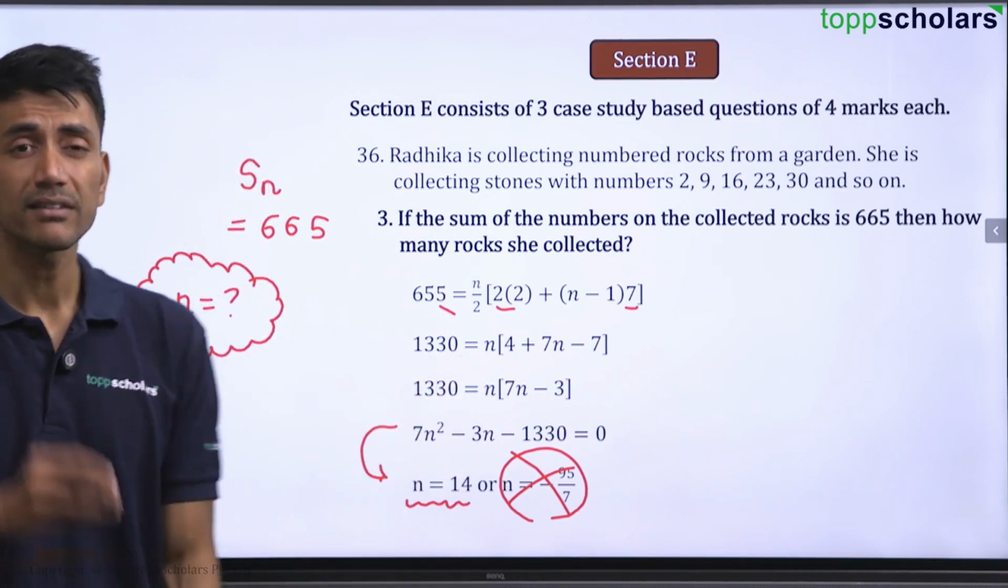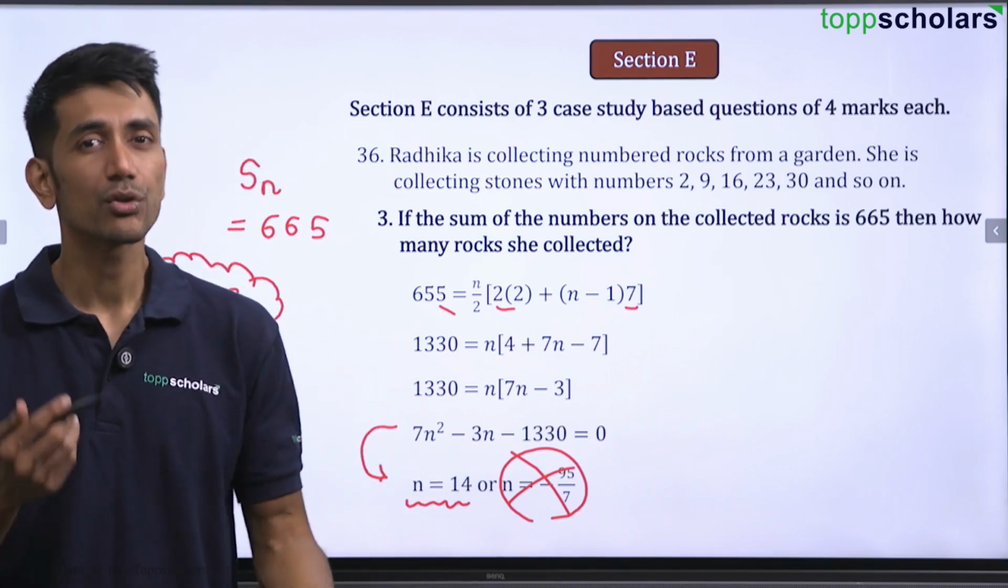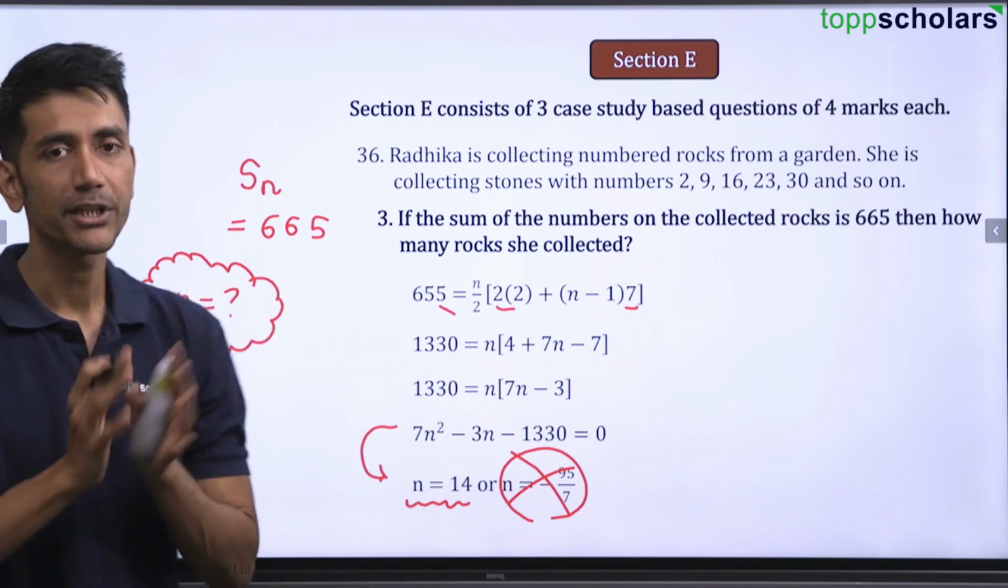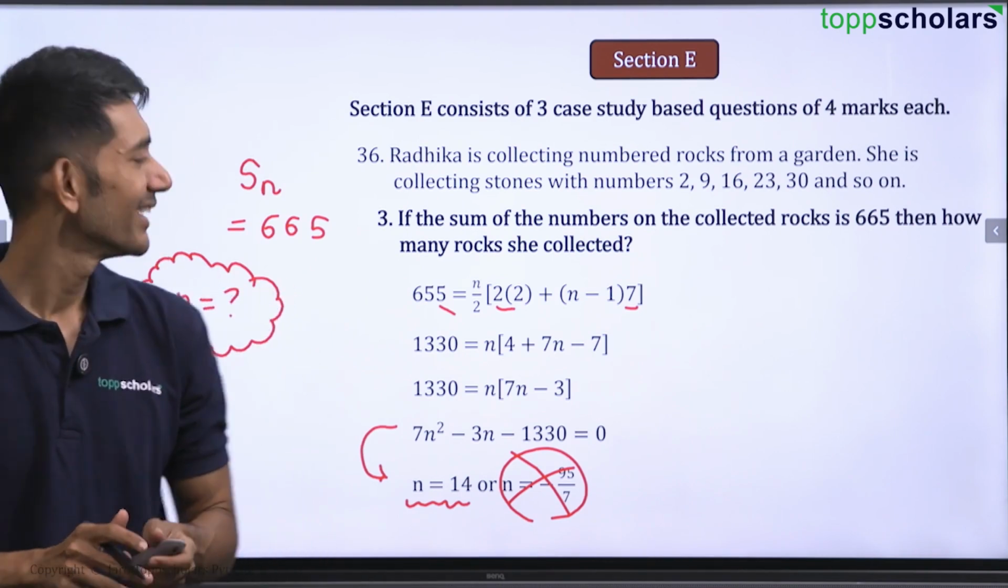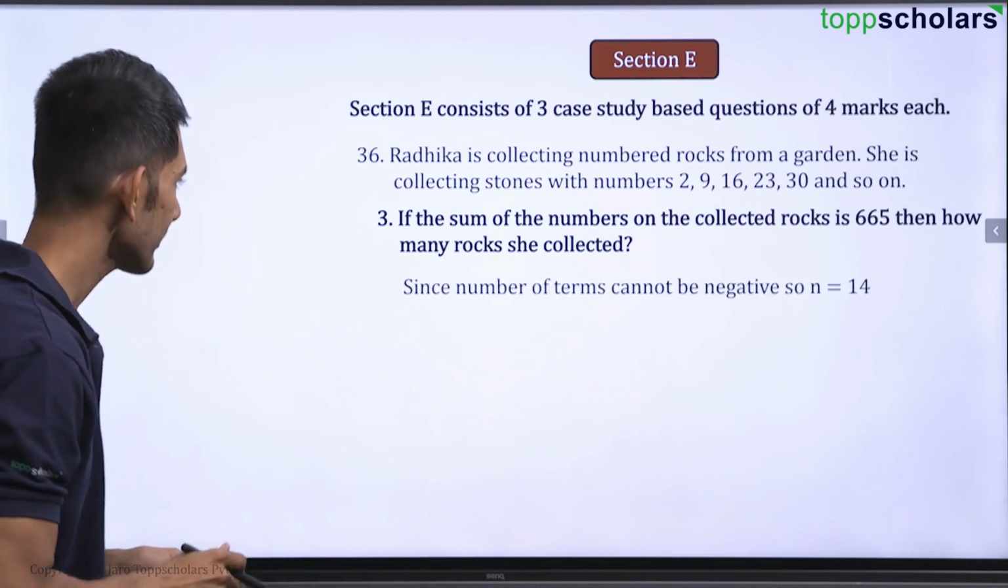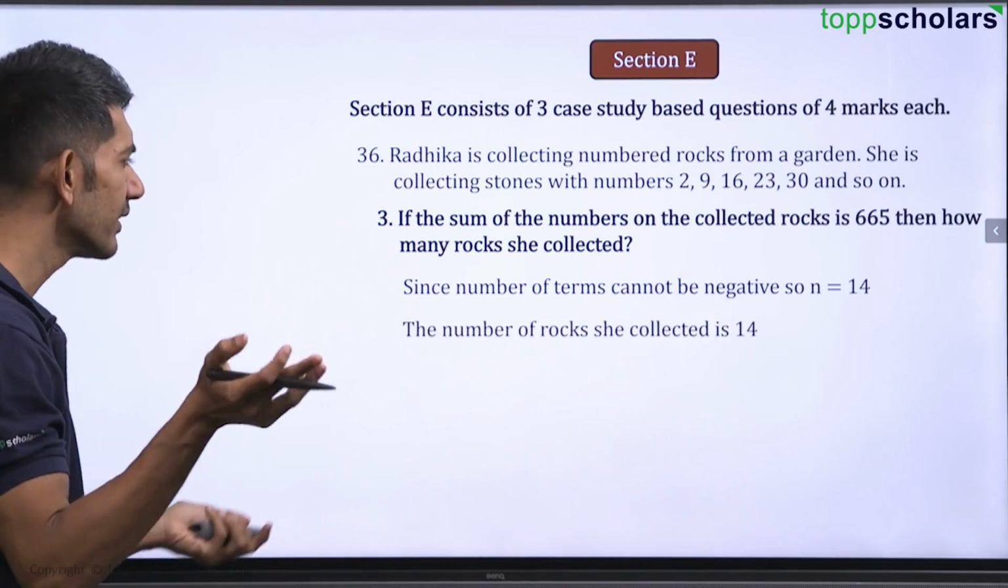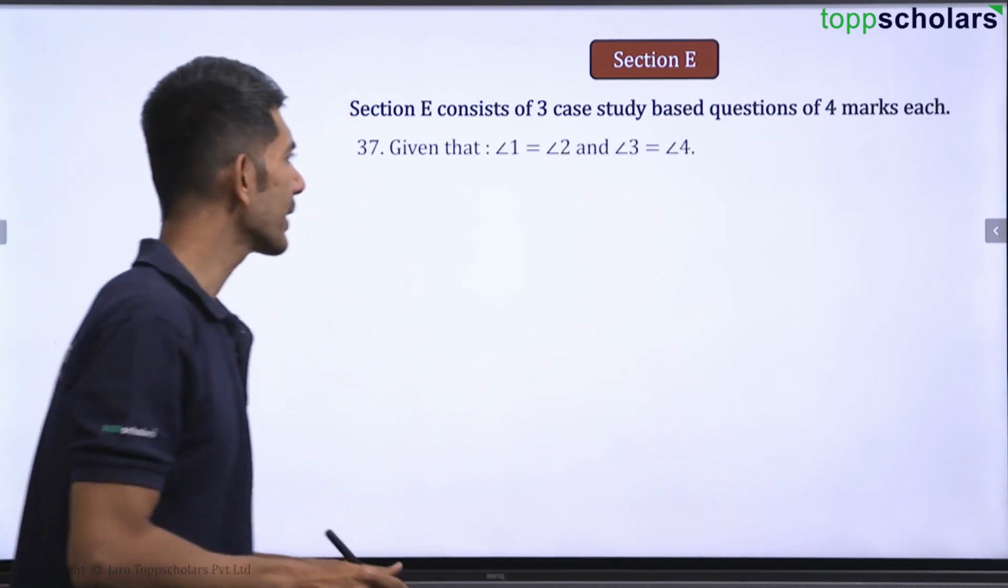So see, even if it is a case-based question, it was so easy. Once you know all the formulae for AP, you just have to substitute here. Easy? Okay. So yeah, since the number of terms cannot be negative, it is 14. Let's have a look at a new question now.